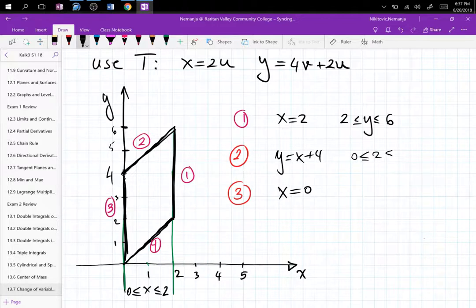Okay, so number 3, x is 0 and y is stuck between which values, guys? 0 and 4, thank you, yes.